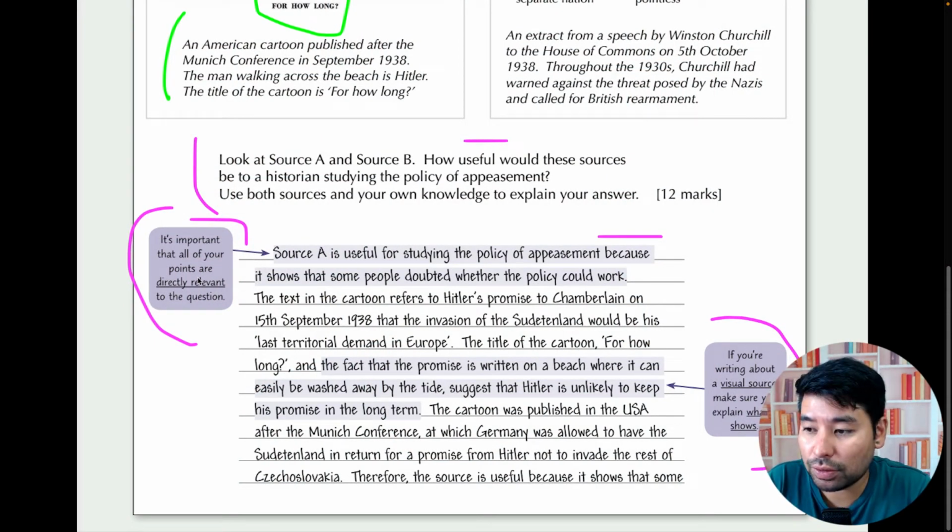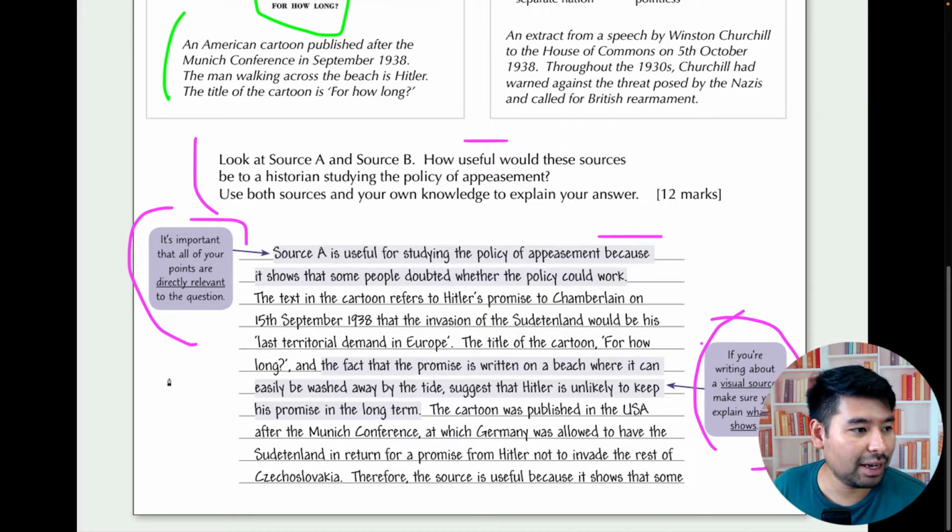So the text in the cartoon refers to Hitler's promise to Chamberlain on 15th September 1938 that the invasion of the Sudetenland would be his last territorial demand in Europe. The title of the cartoon, For How Long, and the fact that the promise is written on a beach where it can easily be washed away by the tide suggests that Hitler is unlikely to keep it. So listen, this is a very interesting answer. Take a look at that. I'm going to make my head disappear just for you to read.